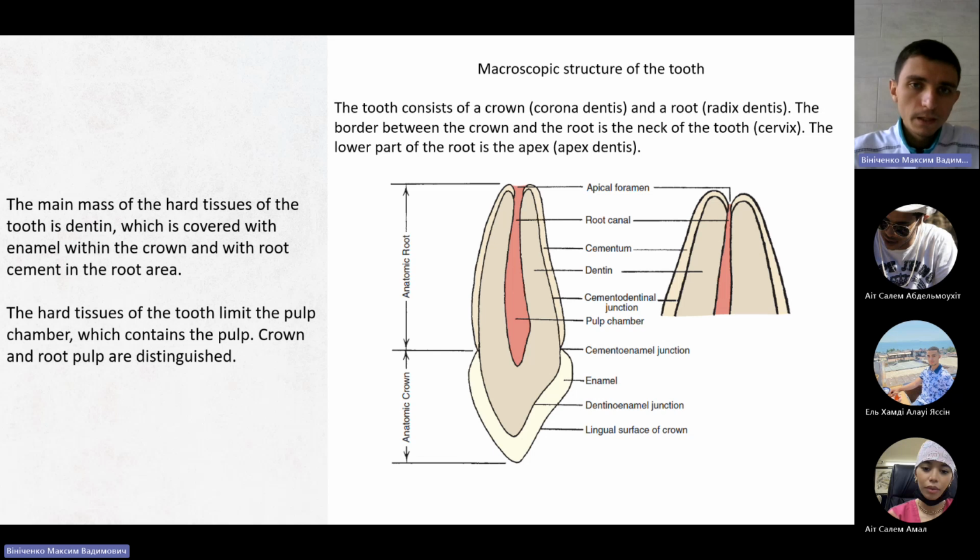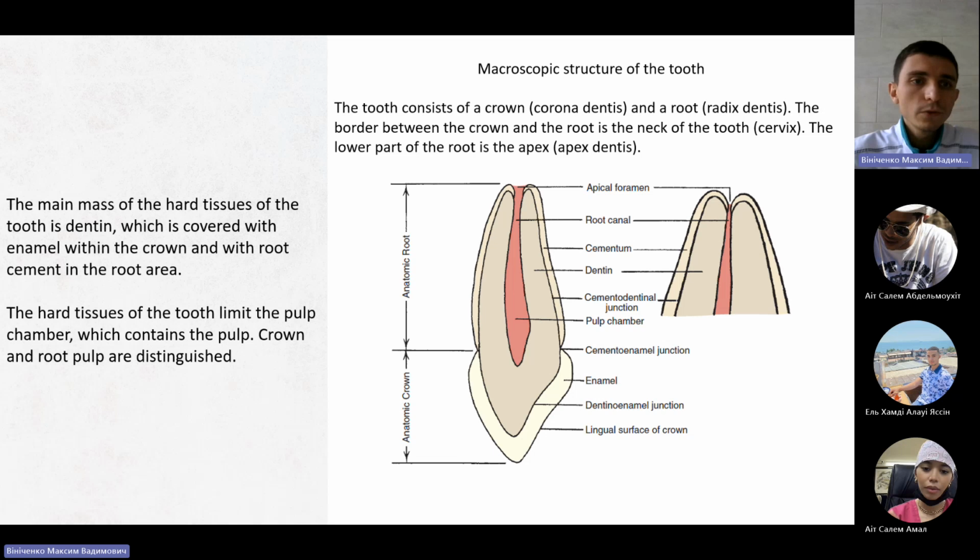So here with the red line. The lower part of the root is the apex dentis. Here is the crown. The main mass of the hard tissues of the tooth is dentine. So the dentine is marked with this brown color. So here all is the dentine, which is covered with enamel. So here there's enamel in the crown. Within the root, cementum in the area of the root.